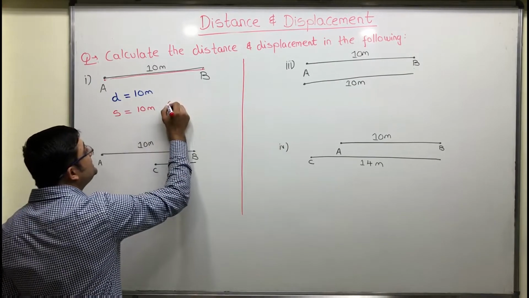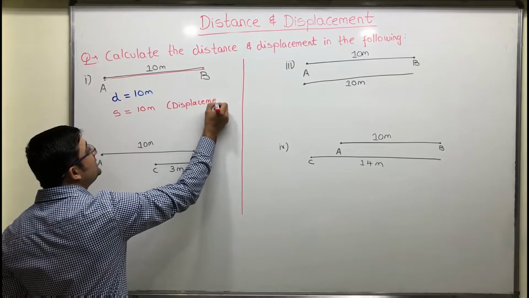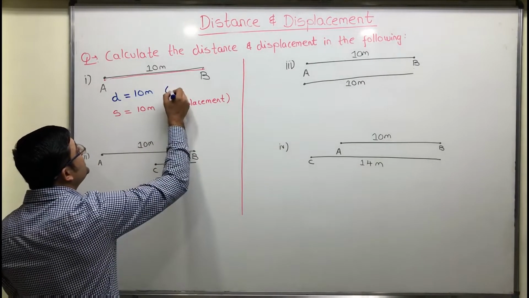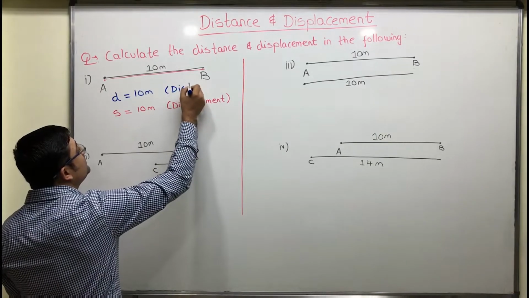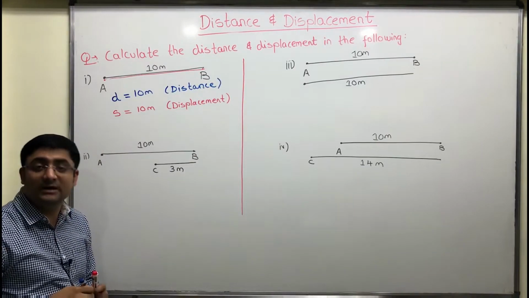I repeat, here S stands for displacement and D over here stands for distance. So this over here is displacement and here D stands for distance, to avoid any confusion. So going forward, D will mean distance and S will mean displacement.